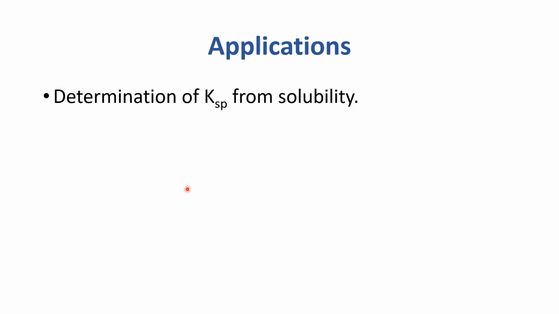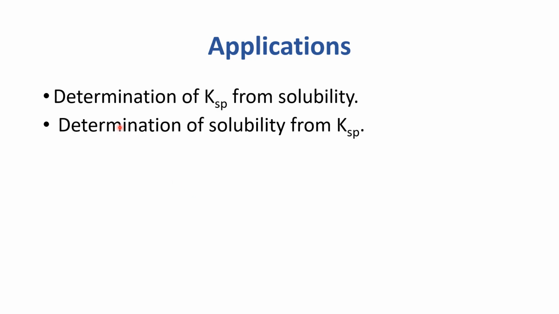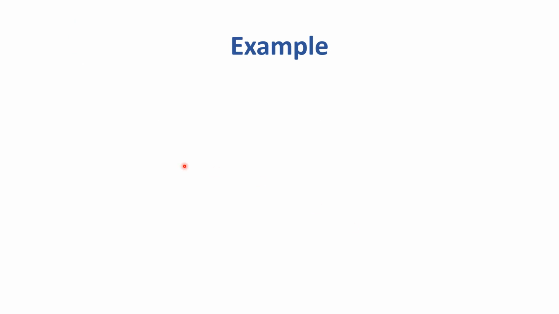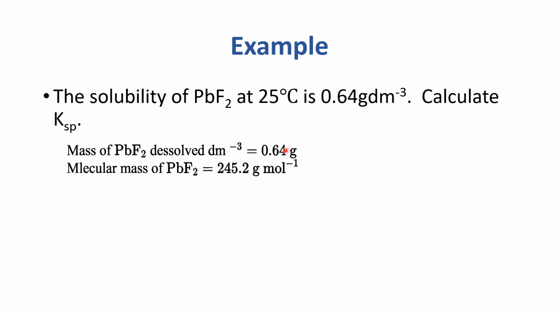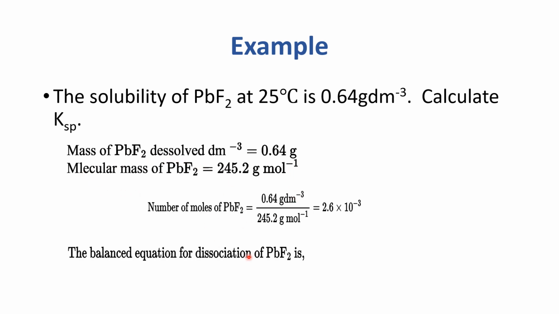Applications are determination of Ksp from solubility and determination of solubility from Ksp. So for example, the solubility of PbF2 at 25 degrees Celsius is 0.64 gram per decimeter cube. हमने calculate करना है Ksp. So first molecular mass find out करेंगे, and then we will find number of moles.